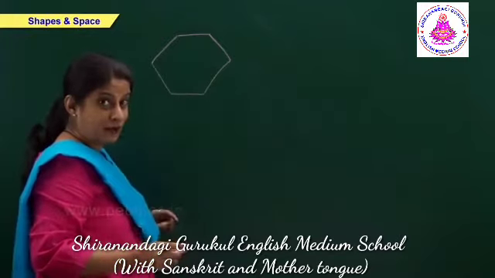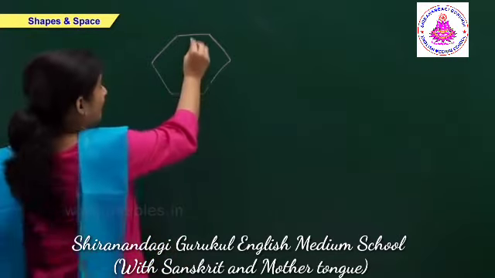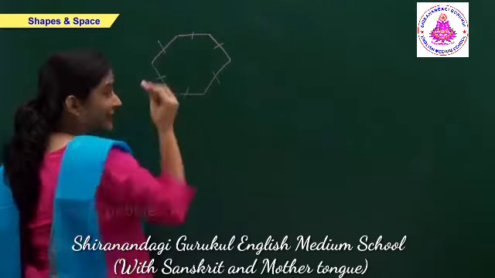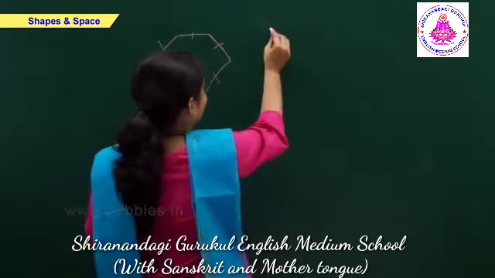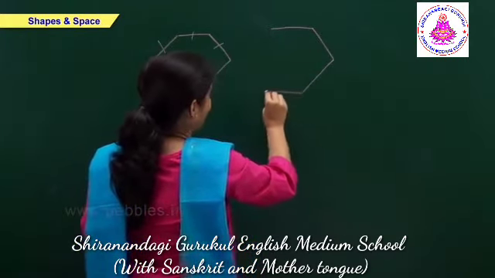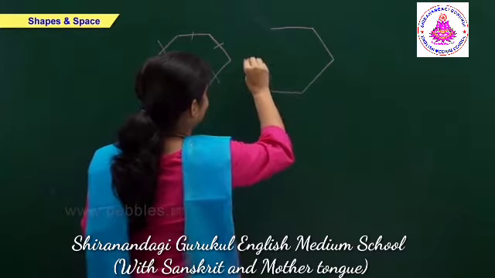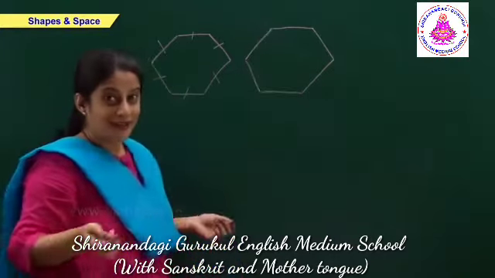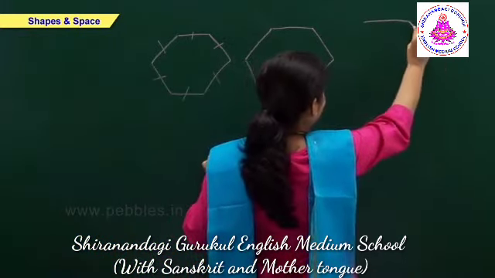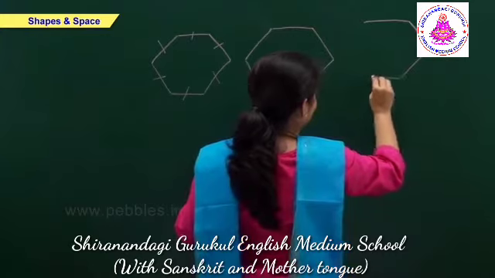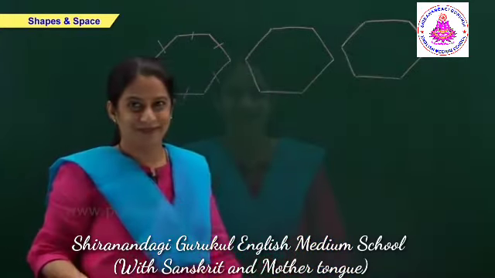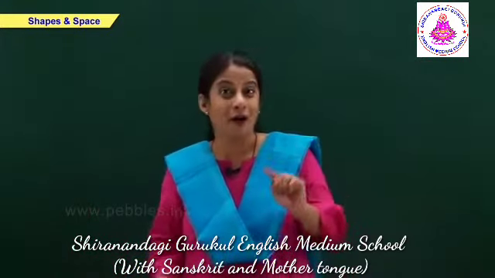Hexagon. Hexagon has 6 sides. 1, 2, 3, 4, 5, 6. Hexagon. Now let us draw an octagon.